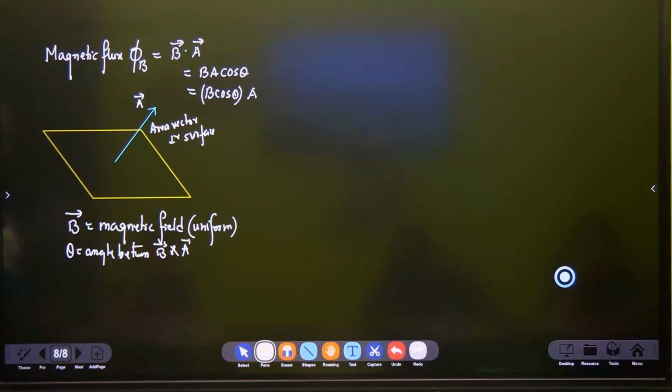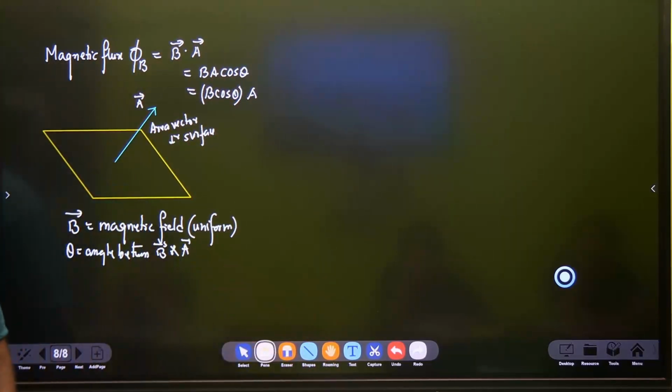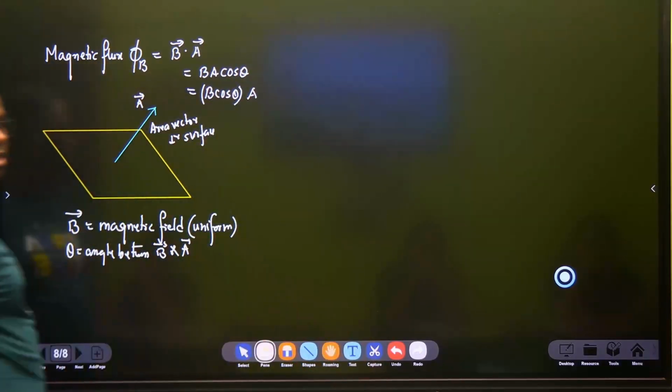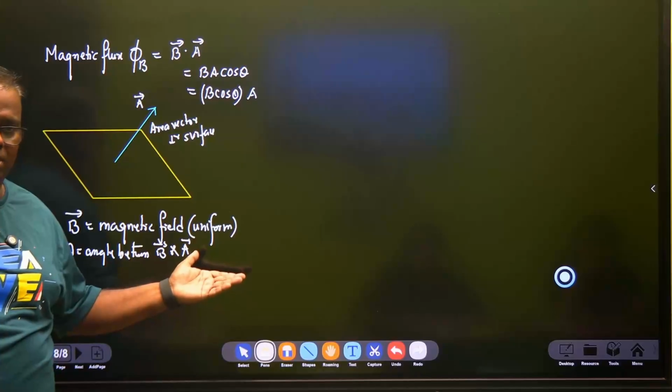Suppose my rain is coming in this direction. Look, Zoe, rain is coming in this direction and this is my surface. Rain is coming from left to right and I have kept my surface horizontal. Will I be able to capture rain? No, not at all. My screen doesn't get affected.